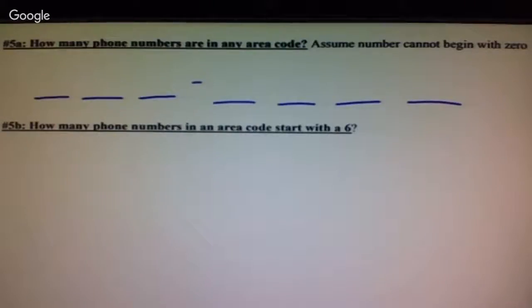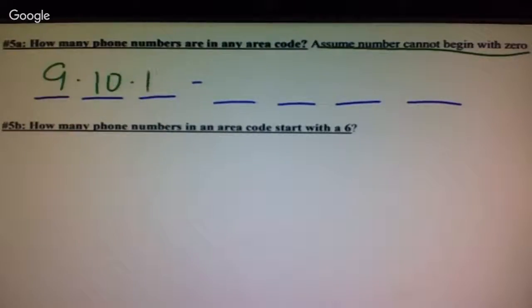So I need to fill these in with numbers to see how many phone numbers there are. Your big thing is assume that your phone number cannot begin with a 0. So if this number right here cannot be a 0, how many options are there to fill in here? 9. Remember, 0 through 9 are 10 digits. So if I take away the 0, I only have 9 digits. The rest are going to be 10.